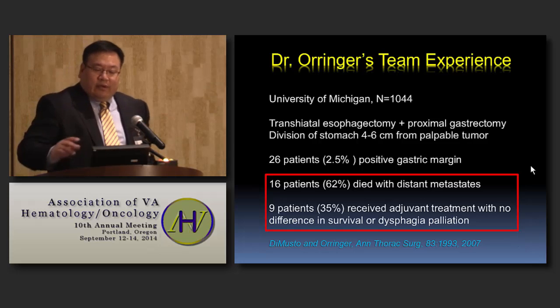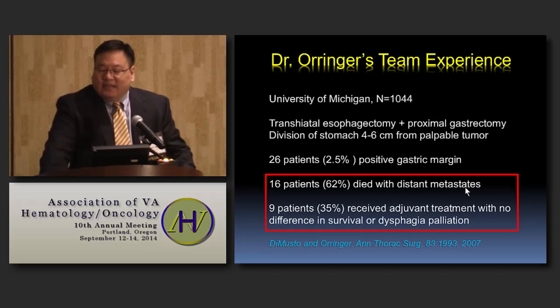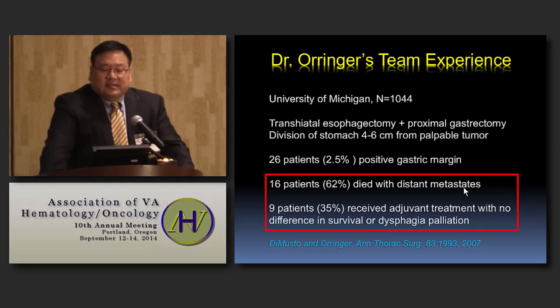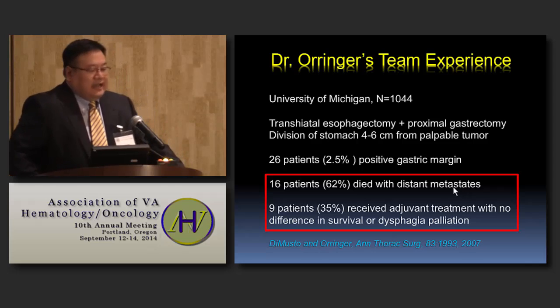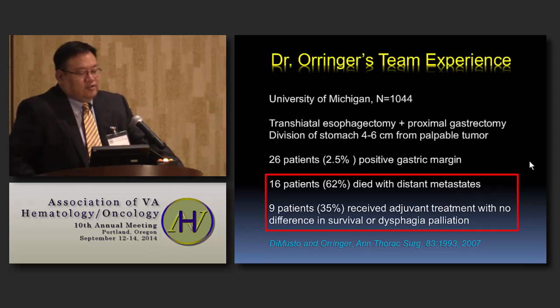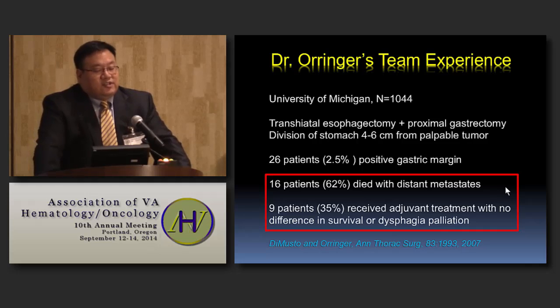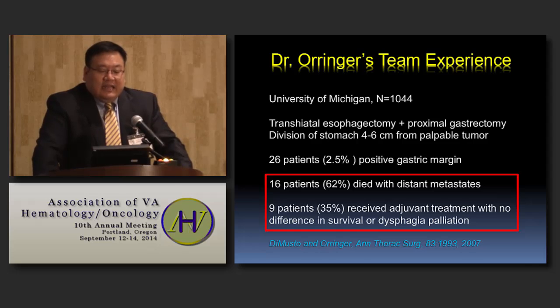So I'll summarize the talk by bringing this full circle back to the University of Michigan and paying homage to Dr. Orringer. In his study of over 1,000 patients, and this is an example where a single-surgeon, single-institution study actually has some value, 26 patients had a positive gastric margin, and interestingly, 16 patients, or 62%, eventually died of distant disease, not local disease. And 9 patients were selectively given adjuvant treatment, but to no avail, with no difference in survival or, more importantly, palliation of dysphagia.